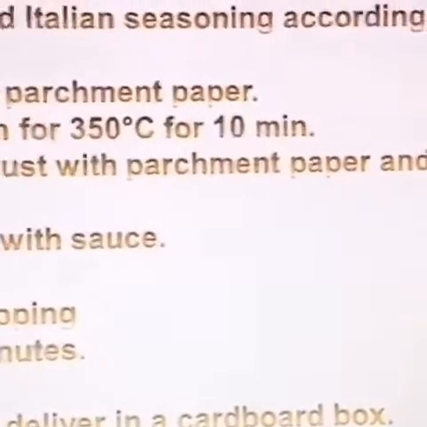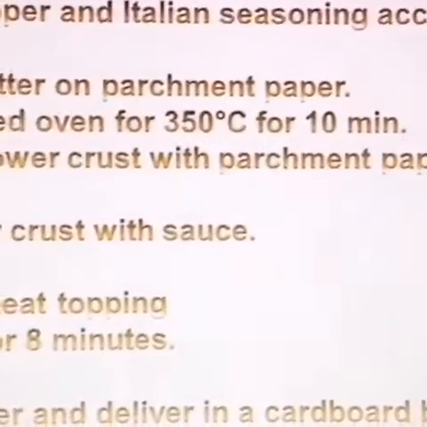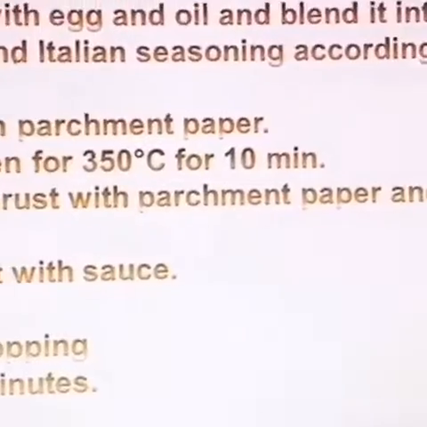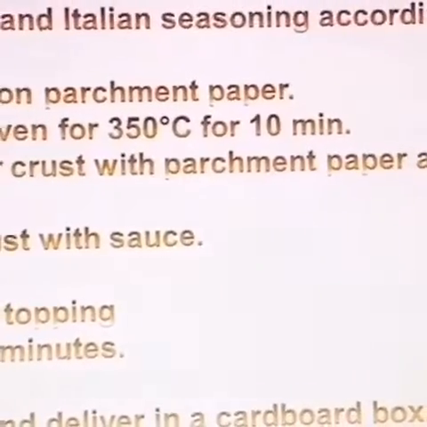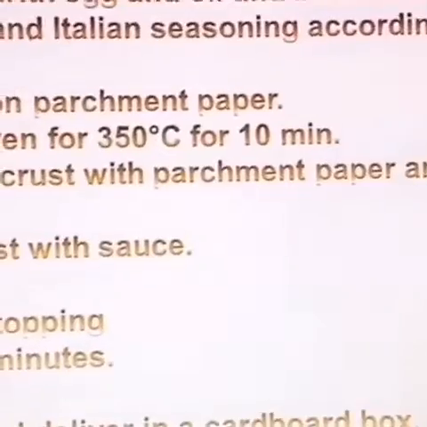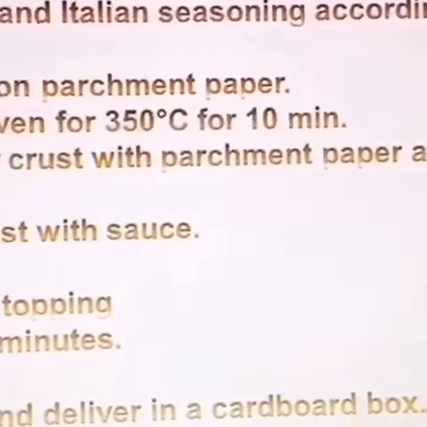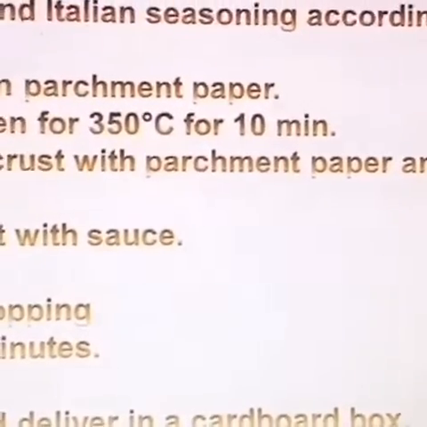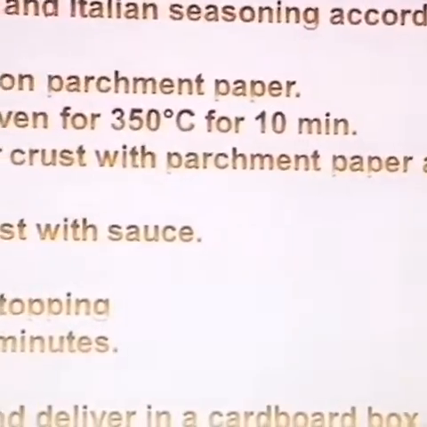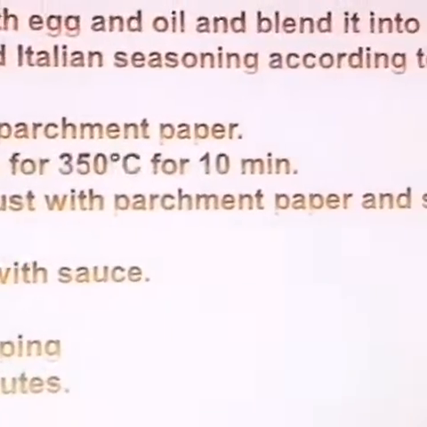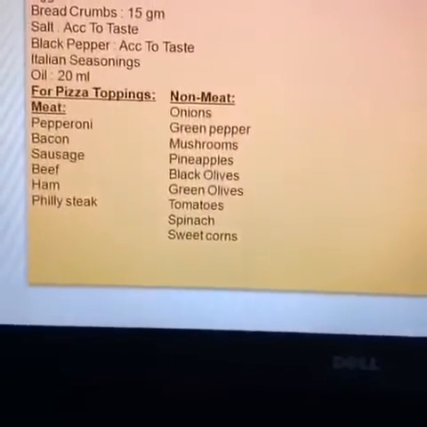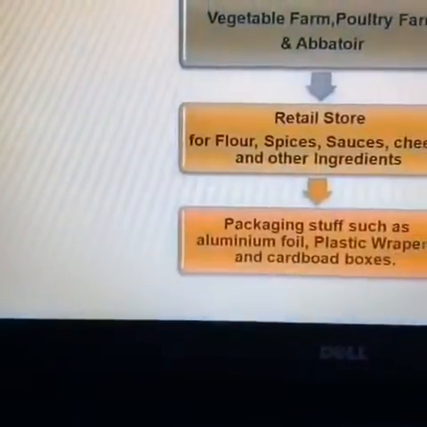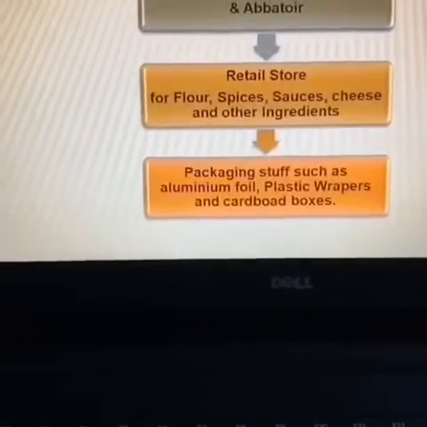Once we make a crust, we keep it in storage. Once we get orders, we take out the crust, we sauce it, we cheese it, we top it, and we bake it at 350 degrees Celsius for 8 minutes. Then we do the quality check, pack it into a delivery box, and send it for delivery.